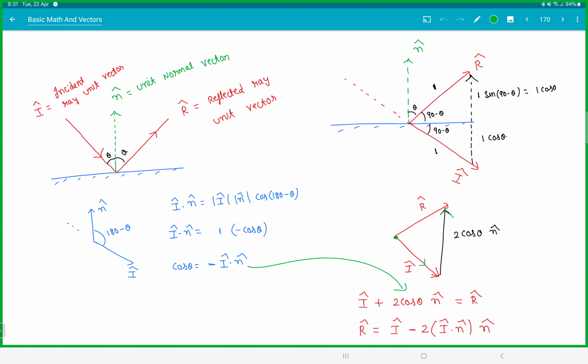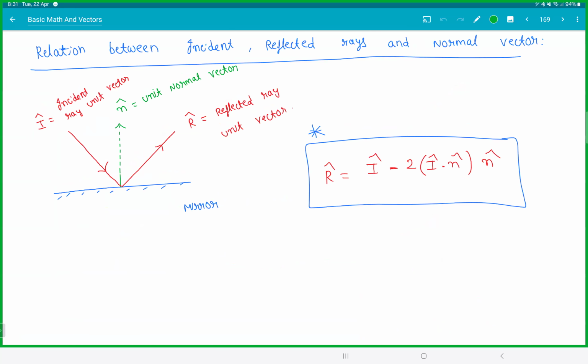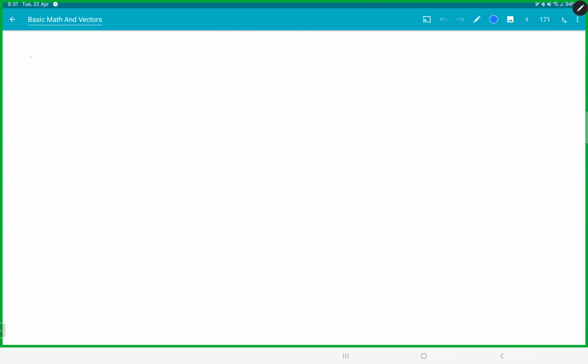Yeah, so last thing we did was the relation between incident and reflected rays and the normal vector. Example, someone gives you a question like this. Let's say the incident ray vector I cap is (3i minus 4j)/5, and the normal vector is (i minus j)/root 2. They'll ask you to find r cap. Can you get this?